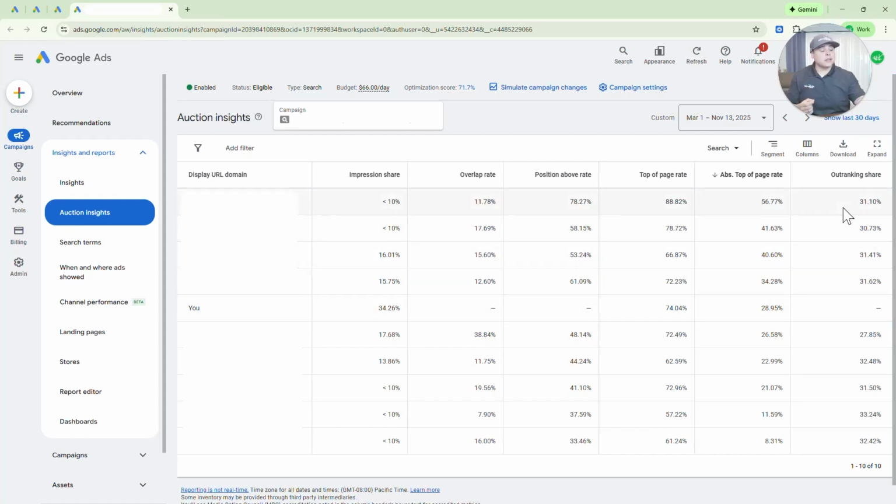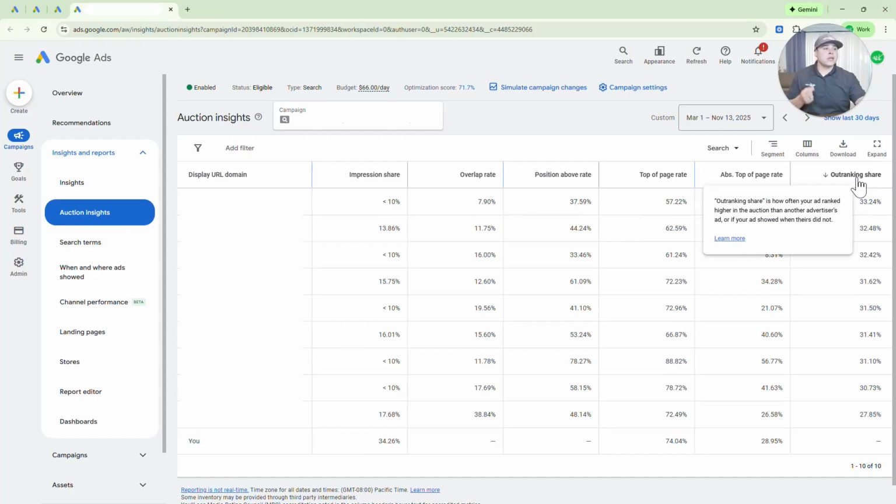So the last column we have here is outranking share. And Google says outranking share is how often your ad ranked higher in the auction than other advertisers' ads, or if your ad showed when theirs did not. Okay? So my description of it is how often you ranked higher than a specific competitor or showed when they didn't. It's the real win rate in the auction. Okay, this column's really good. It's the real win rate.